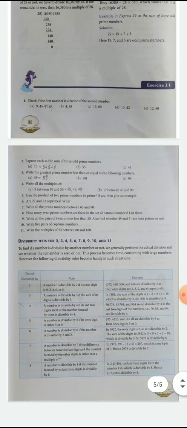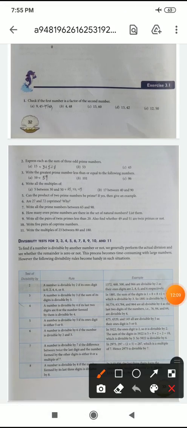Then comes to 2 number. Express each as the sum of 3 odd prime numbers. 15: 3 plus 5 plus 7. Children, you see 3, 5, 7 are odd prime numbers. If we add them, then we get 15. So like this, you see B and C bit.